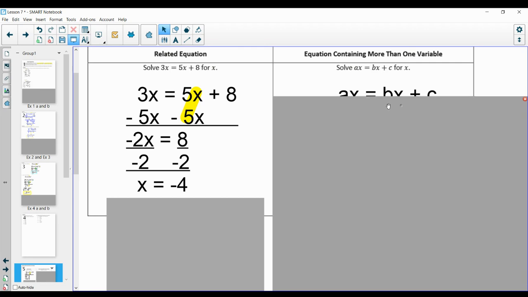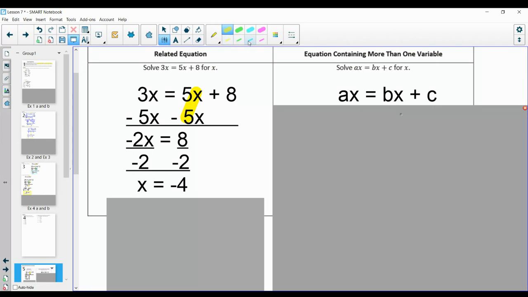So for this one, we have ax equals bx plus c. Notice the similarities between these two examples. Once again, we want to get x all by itself. So to get x by itself means I'll need to get my x terms on one side. So let's move this bx term. How do I move the whole thing over?